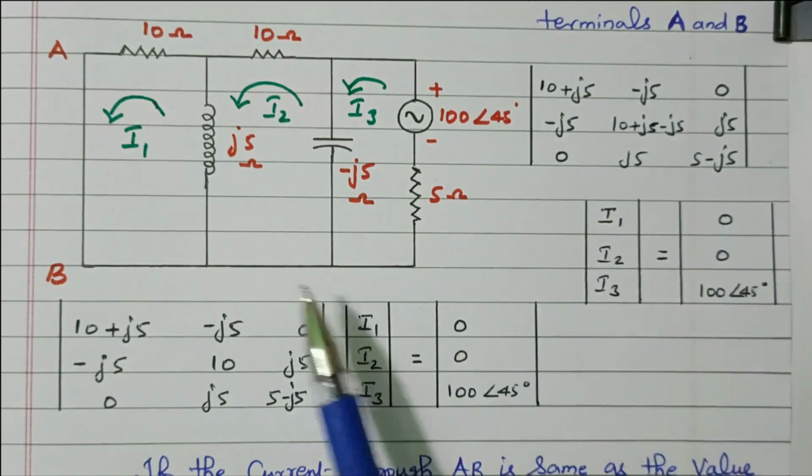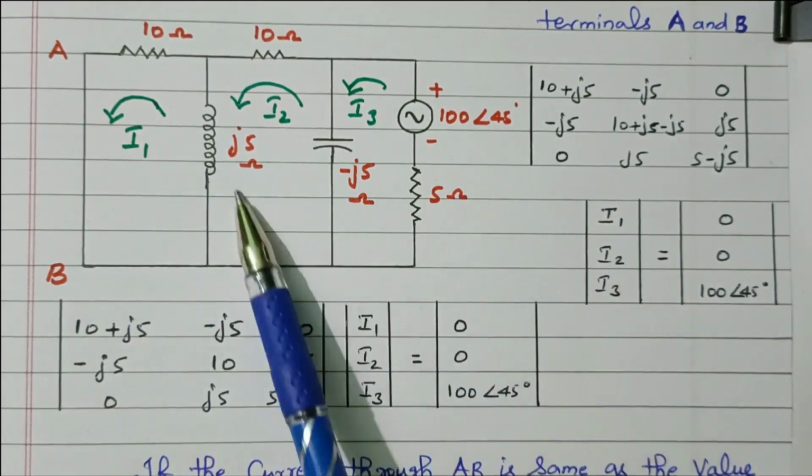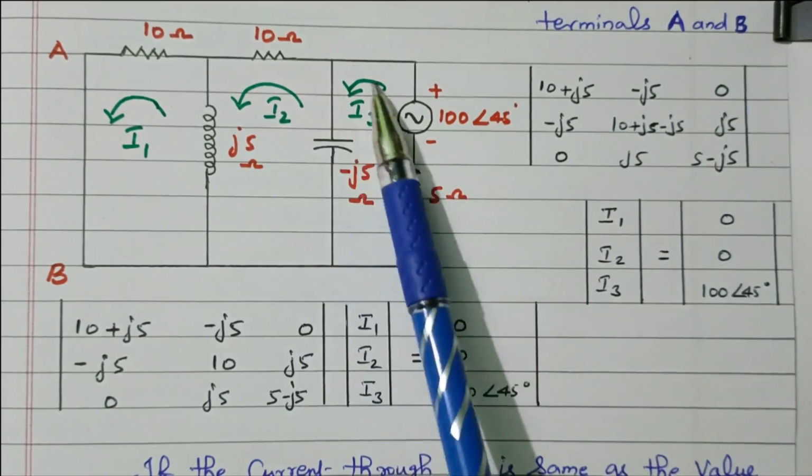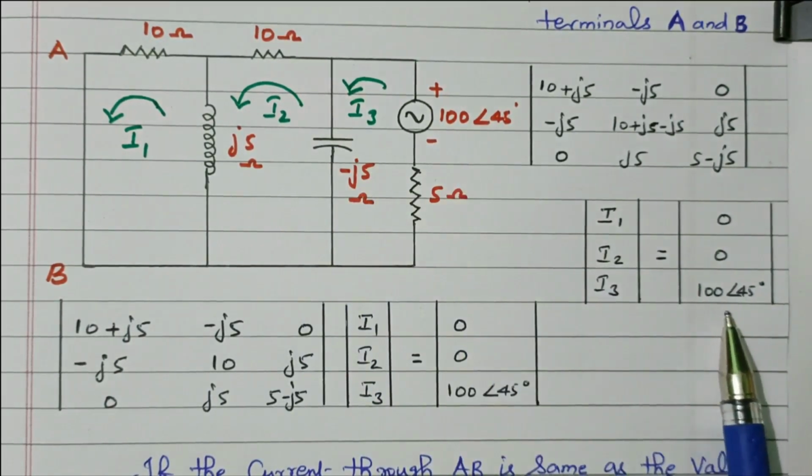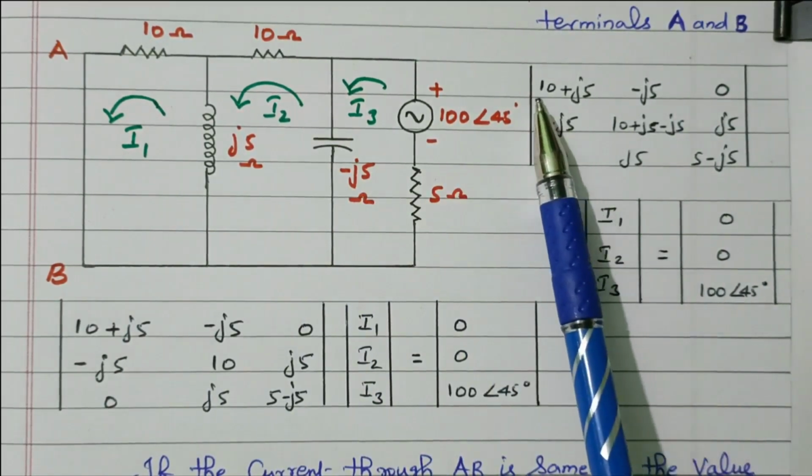Only the voltage is different. In the first loop, voltage is 0. In the second loop also voltage is 0. In the third loop, we have 100 volts with 45 degrees. Right? So this is R11.